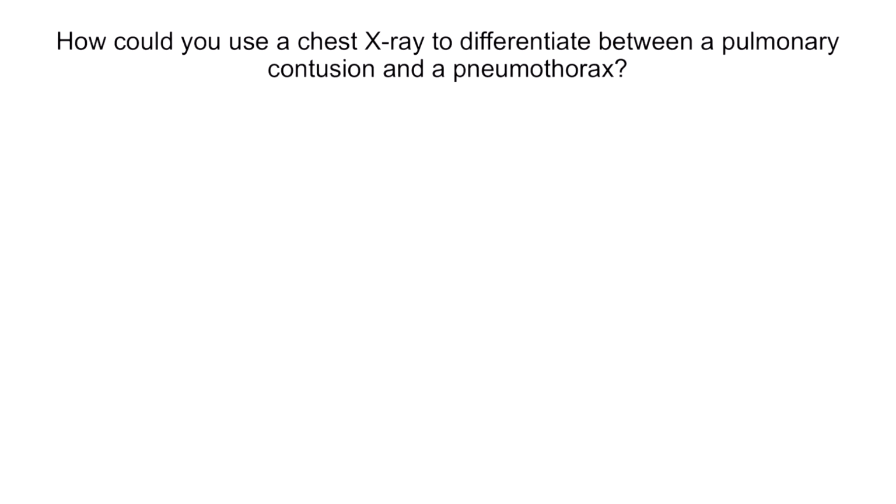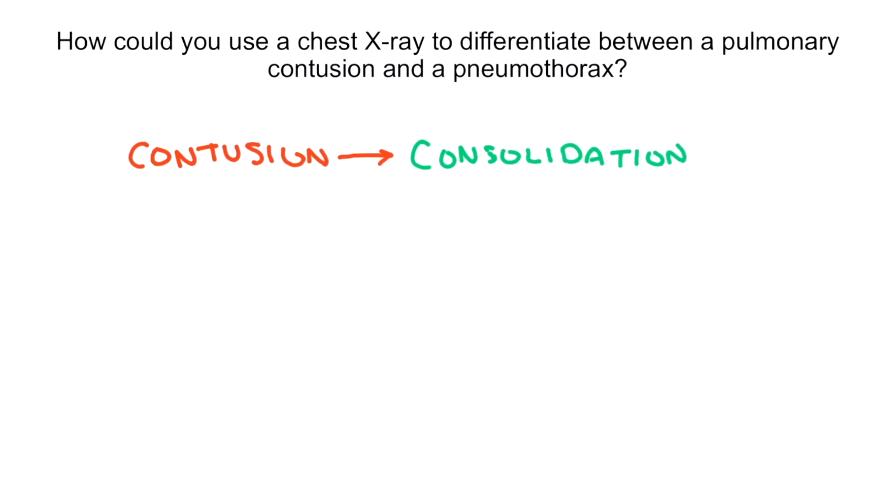How could you use a chest x-ray to differentiate between a pulmonary contusion and pneumothorax? As we just covered, in the setting of a pulmonary contusion, a chest x-ray would show areas of consolidation and opacification, which appear white on the x-ray. This is because the pulmonary vessels are damaged and allowing blood and fluid to accumulate in the interstitium.